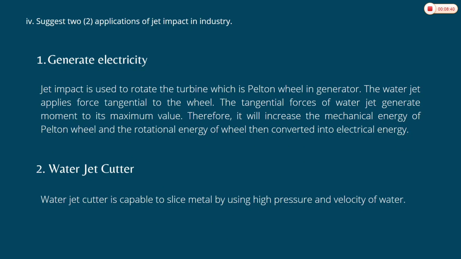First, generate electricity. Jet impact is used to rotate the turbine, which is Pelton wheel in generator. The water jet applies force tangential to the wheel. The tangential forces of water jet generate moments to its maximum value. Therefore, it will increase the mechanical energy of Pelton wheel and the rotational energy of wheel is then converted into electrical energy. Second, water jet cutter. Water jet cutter is capable to slice metal by using high pressure and velocity of water.